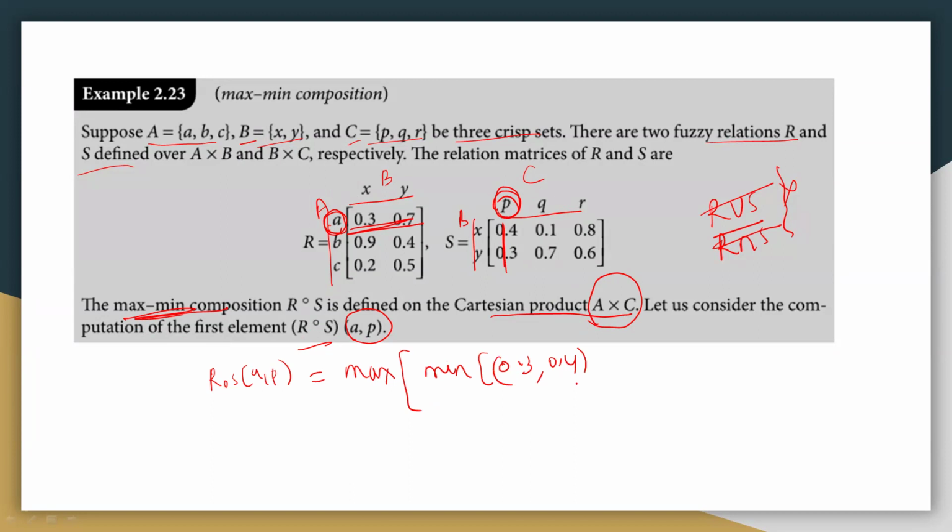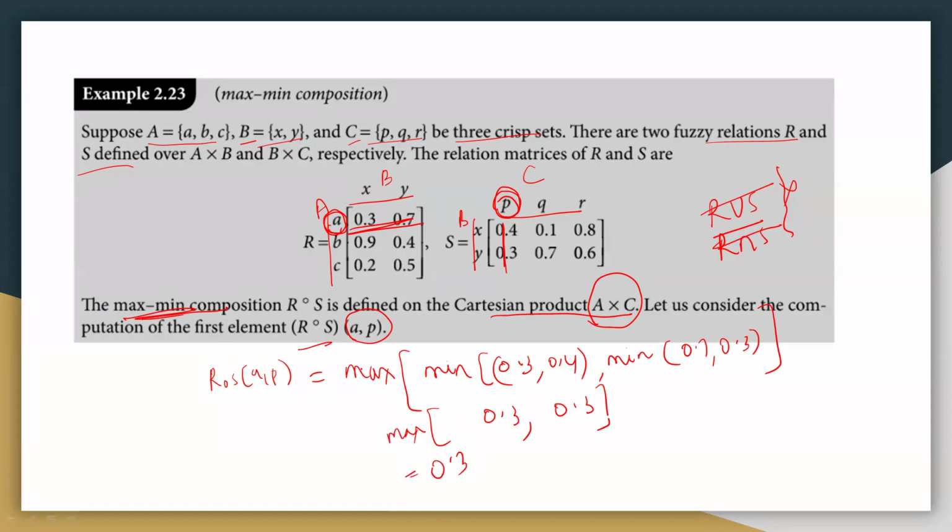Got it? 0.3 and 0.4, and it is nothing but the minimum of 0.7 and 0.3. So this way we have to find out. The minimum of 0.3 and 0.4 is 0.3. The minimum of 0.7 and 0.3 is 0.3. Now the maximum of these is nothing but 0.3.